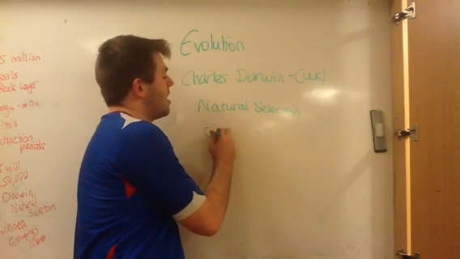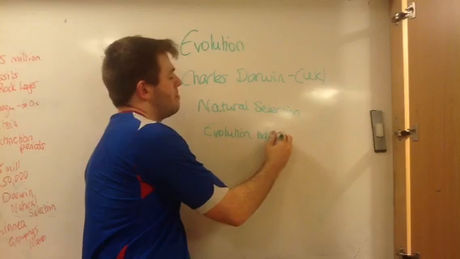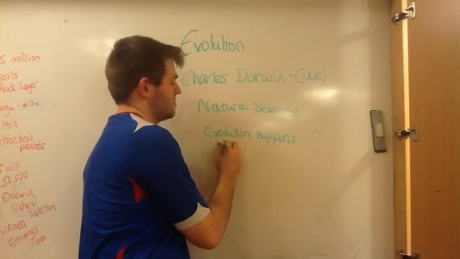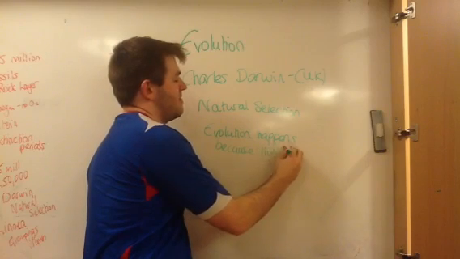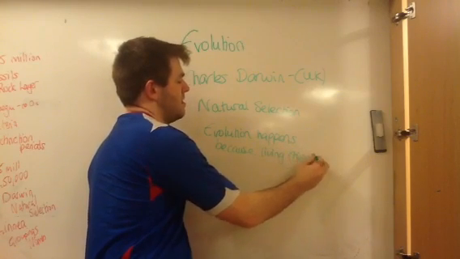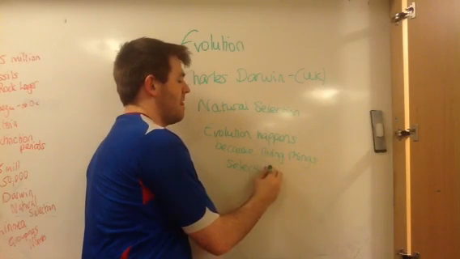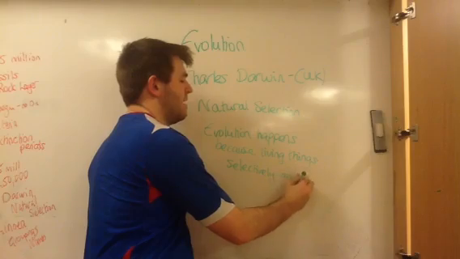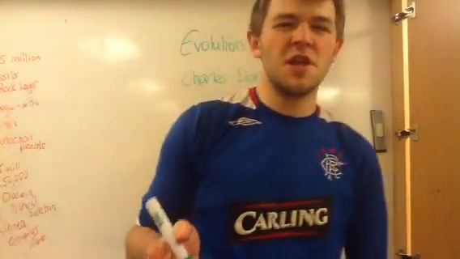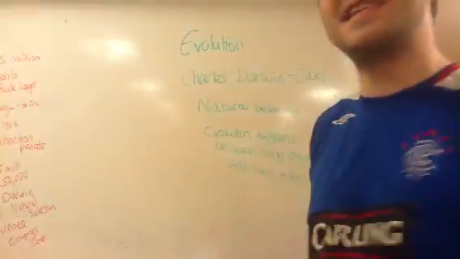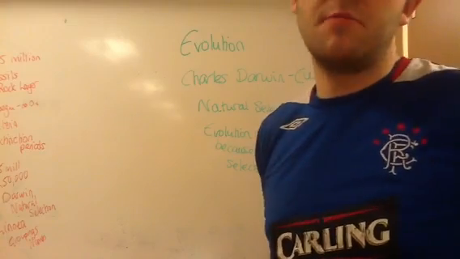Evolution happens because living things selectively adapt. Now, for humans, it's quite complicated. It's very hard to say what a good human is. For animals, it can be a lot simpler.